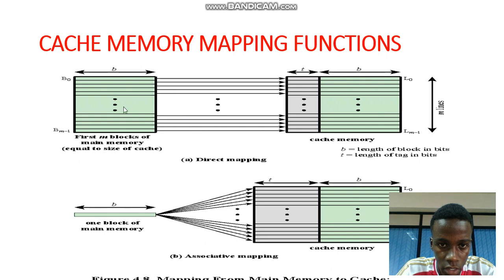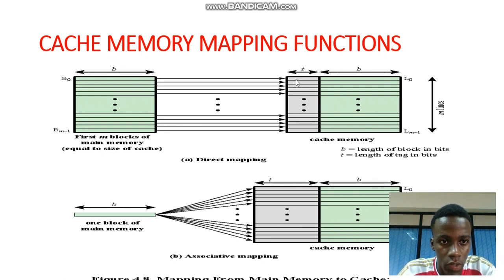So over here is direct mapping, and this is our main memory divided into blocks. This is block 0, block 1. This is our block length from here to here, and we will realize that our block length is equal to our length of the cache line. Over here is our cache memory divided into lines. This is line 0, line 1, up to line m-1, which is our last line. And this is a tag over here.